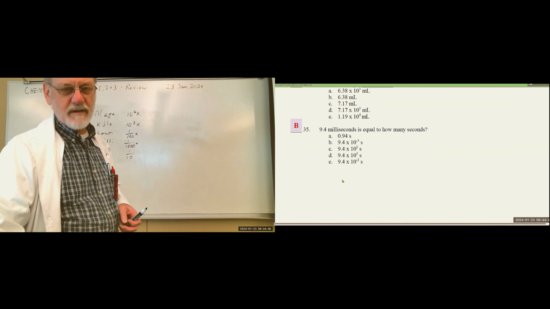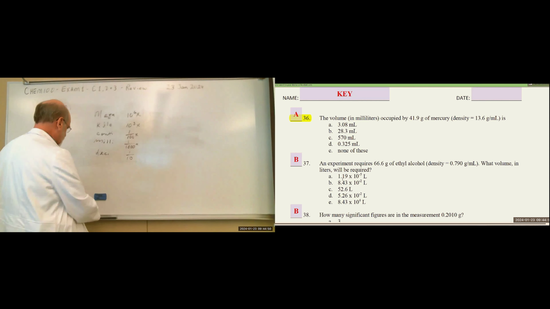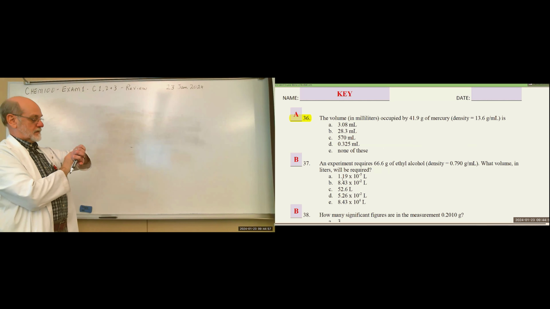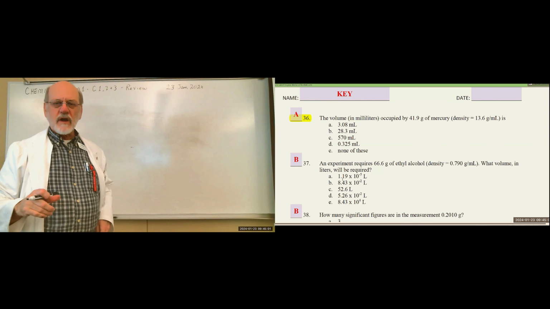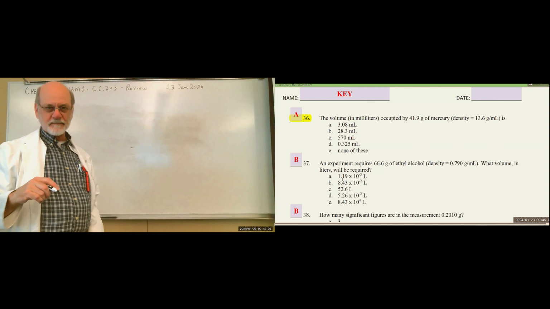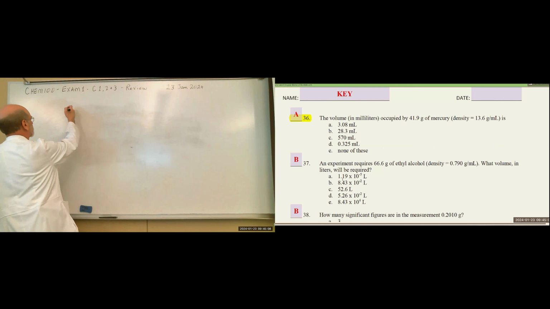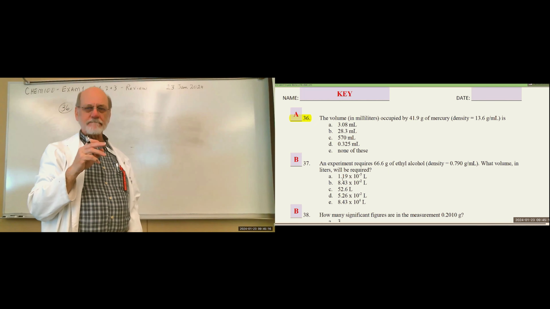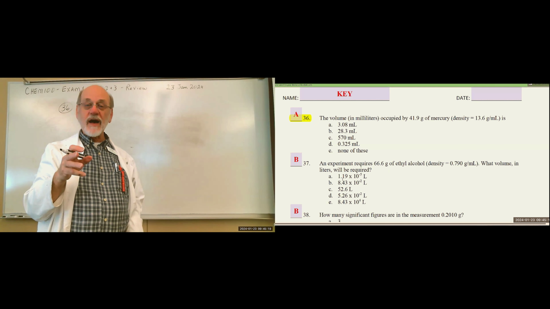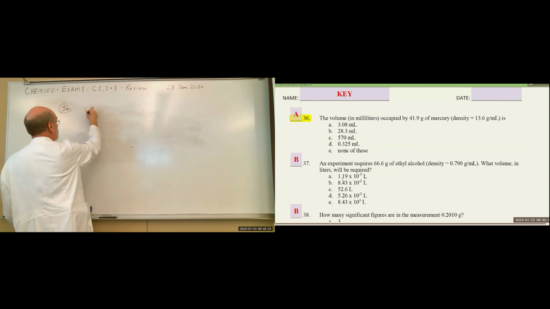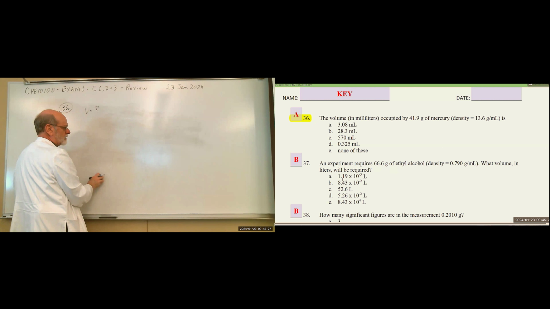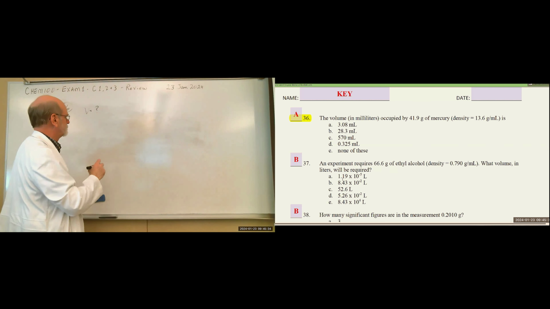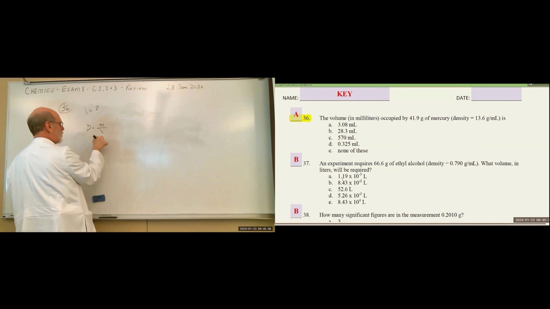All right. 36. See how we're doing on time. Okay. The volume in milliliters occupied by 41.9 grams of mercury. All right, so what are we given? Well, actually, let's find out what the question is first. We're looking for the volume of this mercury, right? Well, how are we going to get there? Well, we're given density and it's got volume in it. So we need the density relationship. Right? Or solve for volume.